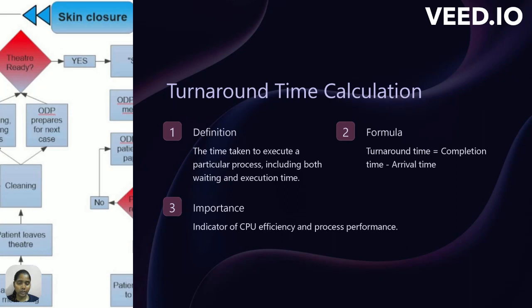Turnaround time calculation. The definition of turnaround time is the time taken to execute a particular process, including both waiting and execution time. The second one is the formula for turnaround time calculation. Turnaround time is equal to completion time minus arrival time. And the importance of turnaround time calculation is that it is an indicator of CPU efficiency and process performance.